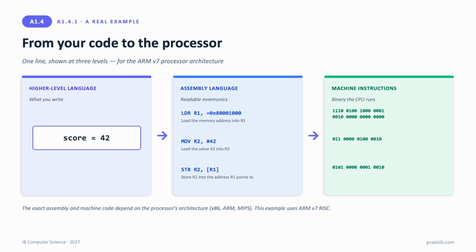Let me show you translation actually happening. We will use a real example. This makes the whole idea much clearer. On the far left, we have a single line of higher level code. It says score equals 42. This is simple. We are just storing the number 42.